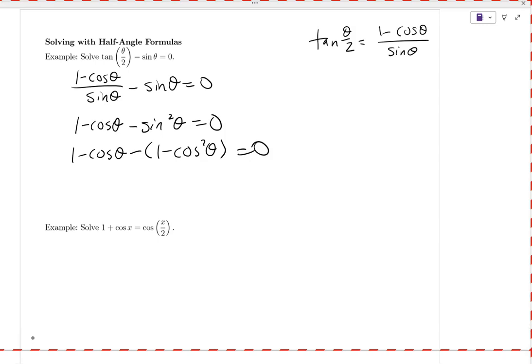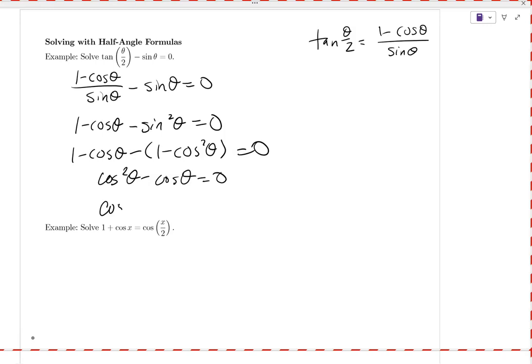And then when we simplify this, when we distribute the minus sign through, the ones will end up canceling. A minus a minus makes a plus, so we get cosine squared theta minus cosine theta equals 0. Now this particular problem is not too hard to solve. What can we factor out of both terms now?